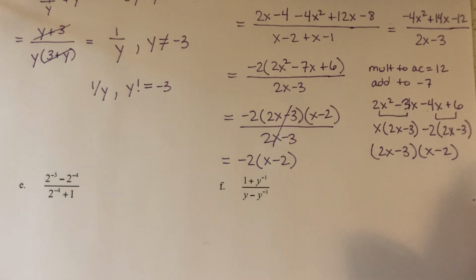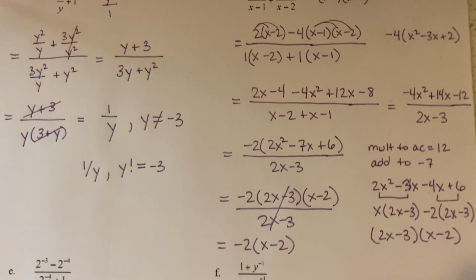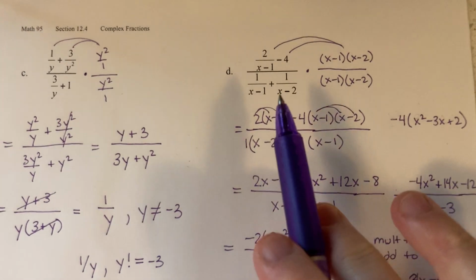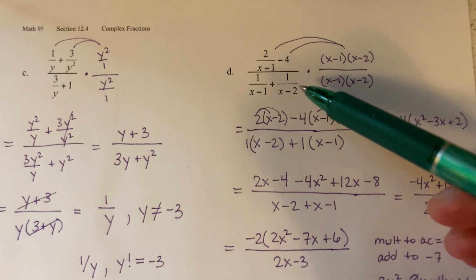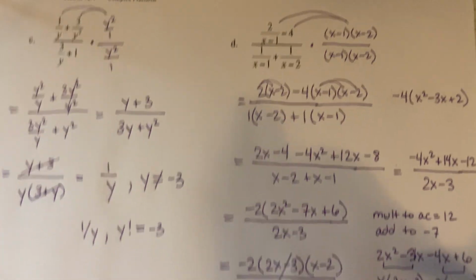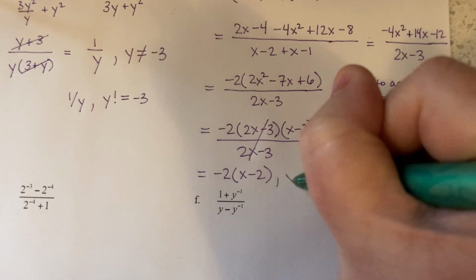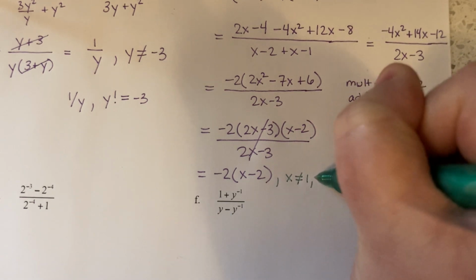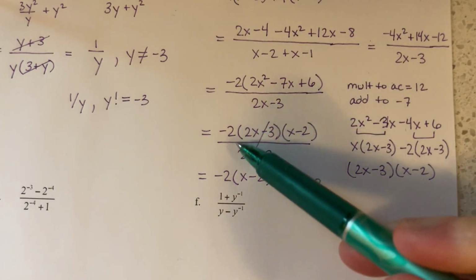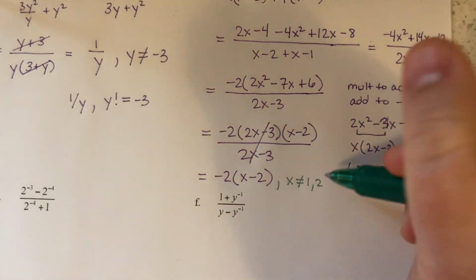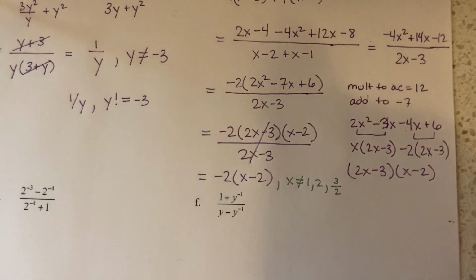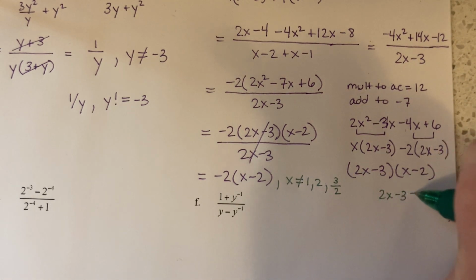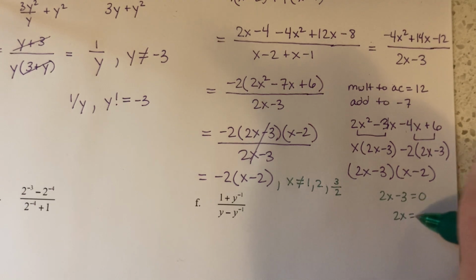So let's go back up, and we got a bunch of domain restrictions on this one. We gotta go back up all to the top, and I can't have x equal 1. I can't have x equals 2. So let's start with those. So x cannot equal 1, 2, and then I canceled here. So that would be 3 over 2. So remember, it's really like setting 2x minus 3 equal to 0. So 2x is 3, or x is 3 over 2.